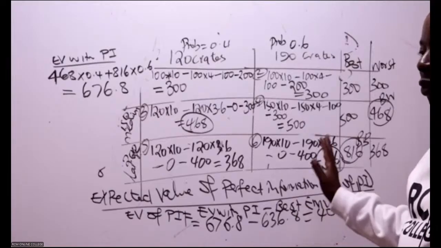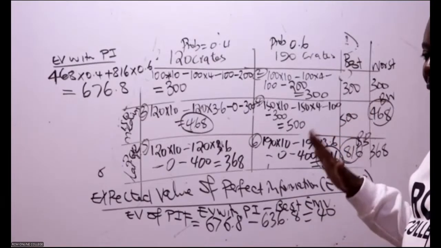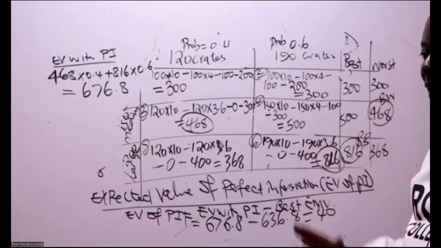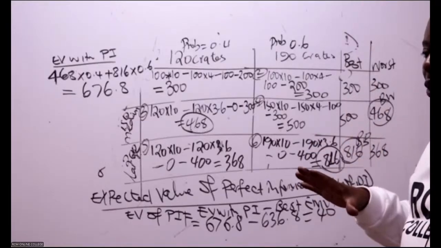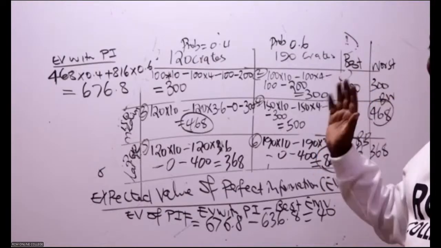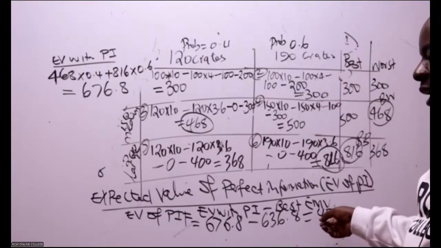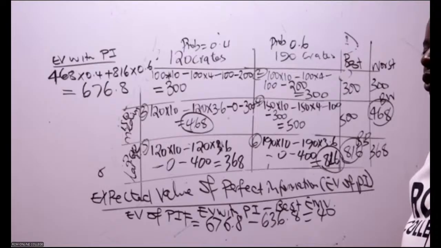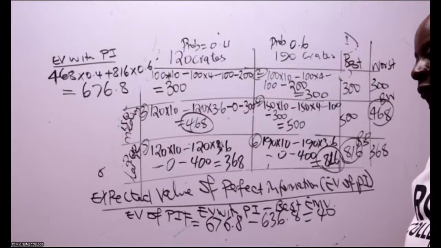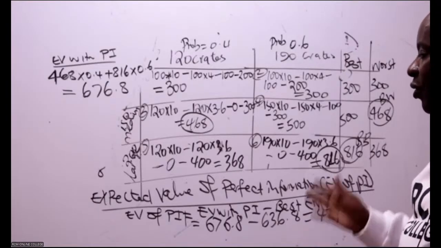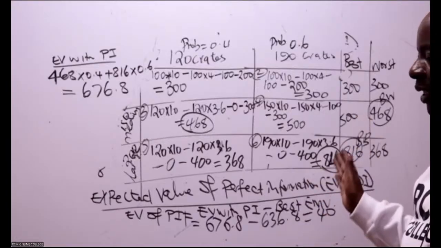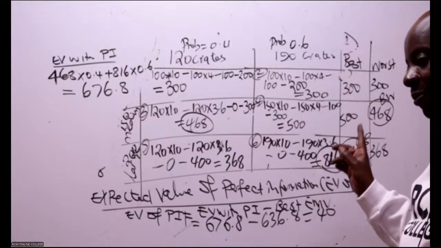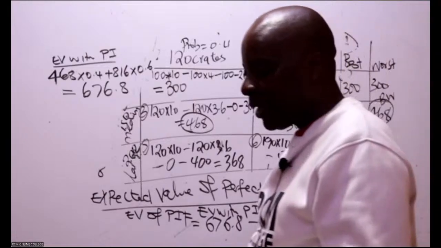Now you can give those experts. So if somebody comes proclaiming that they are an expert and then they want you to give them 100, tell them, no, I've done my EV of PI. I know that your perfect information will give me an extra 40. So whenever we talk of expected value of perfect information, it is EV of PI, EV with PI minus best EMV.